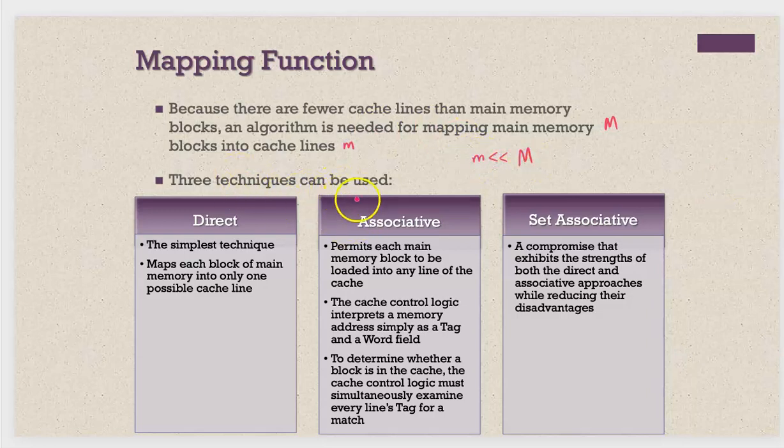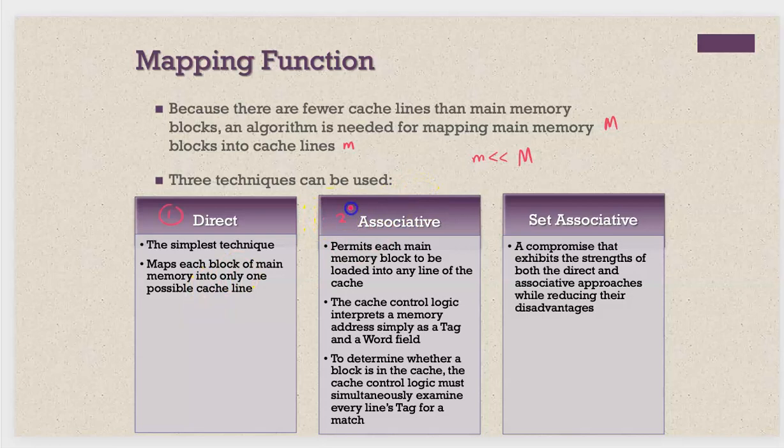So 3 techniques of mapping from main memory to cache can be used, which is the direct, associative, and set associative. We will look into some math problems for these mapping functions. So we'll see practice problems in a bit. So the first technique is called the direct. It is the simplest technique. It maps each block of main memory onto only one possible cache line.